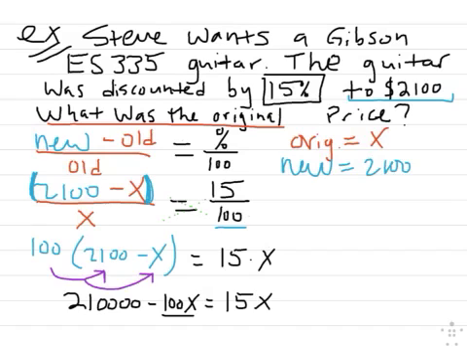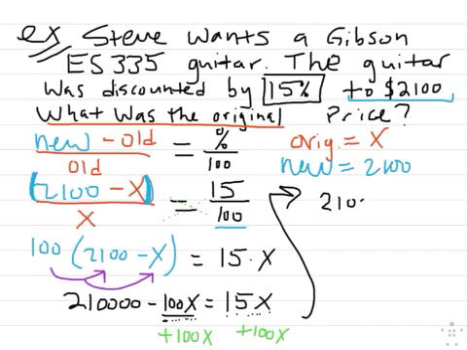Okay, so we can combine like terms across the equal sign by applying inverse operations. So the additive inverse of a negative is positive 100x on both sides, plus 100x. Okay, and let's simplify this up. Let's see what we have. 210,000 equals how many x? 115x. All right, now we have multiplication, so apply inverse operation.